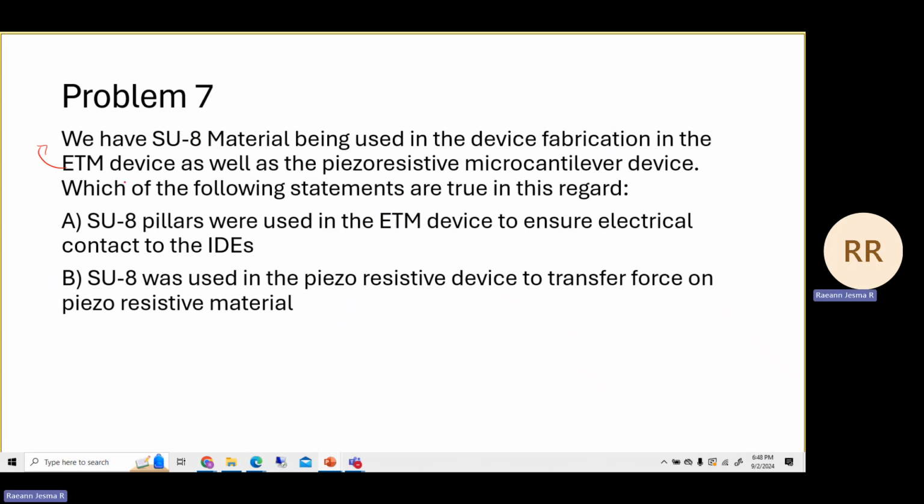This is a multiple answer question, where multiple answers can be correct. In option A, SU8 pillars were used in the ETM device to ensure electrical contact to the IDEs. Option B, SU8 was used in the piezoresistive device to transfer force on the piezoresistive material. So which one is the correct answer? You would have seen, I think, the ETM device, and you would have seen these things, right?